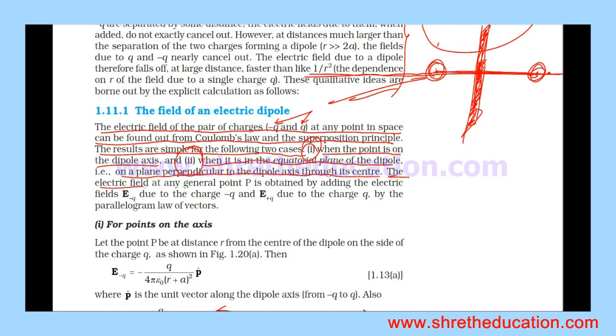The electric field at any general point P is obtained by adding the electric fields E minus q due to charge minus q and E plus q due to charge plus q, using the parallelogram law of vector addition.